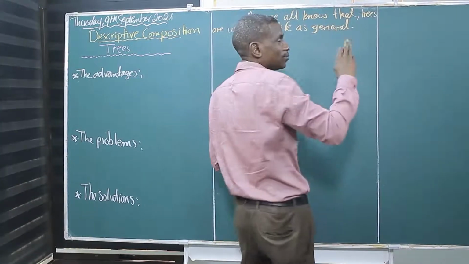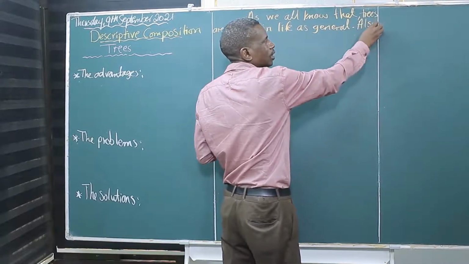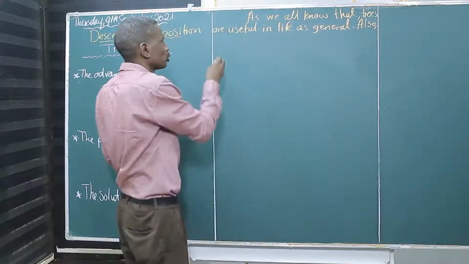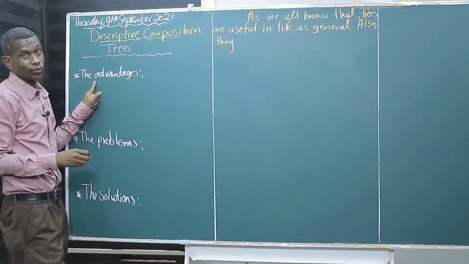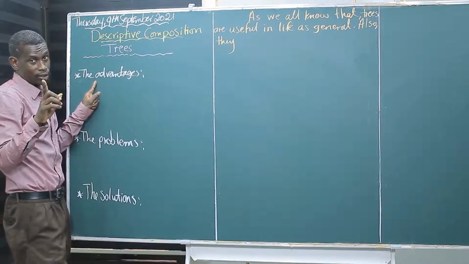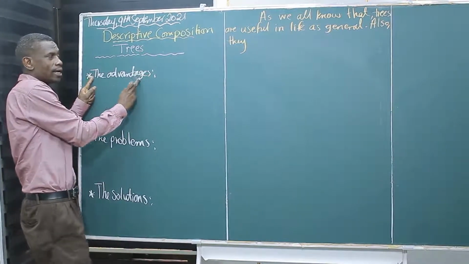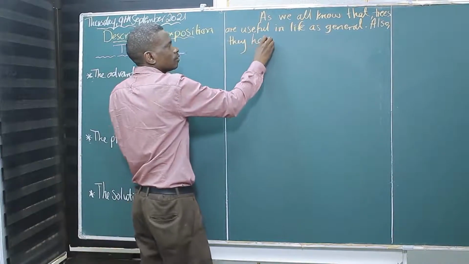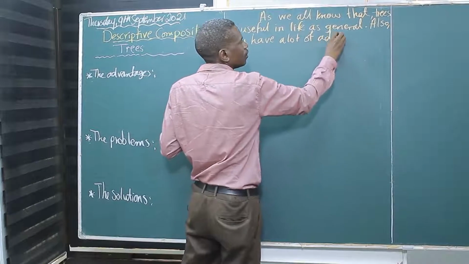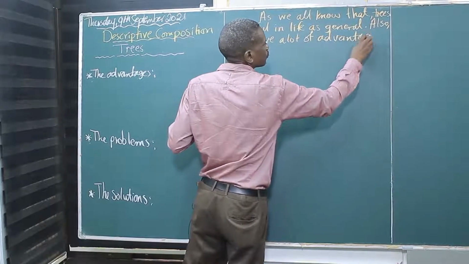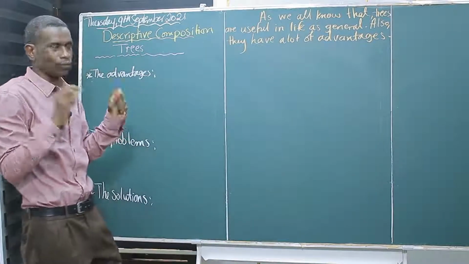When a sentence is finished, you put a full stop, and then you start a new sentence with a keyword. The keyword is also, and then a comma. Also, they have a lot of advantages. I'm going to tell the reader that trees have a lot of advantages. Full stop. When you finish a sentence, you put a full stop.